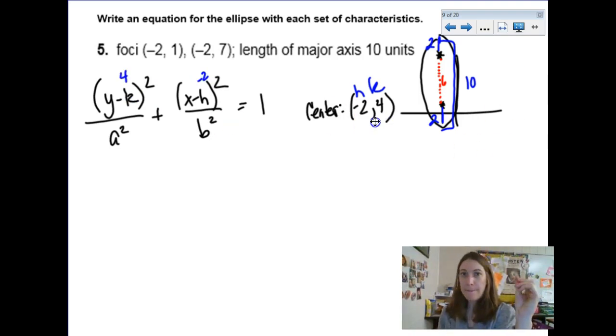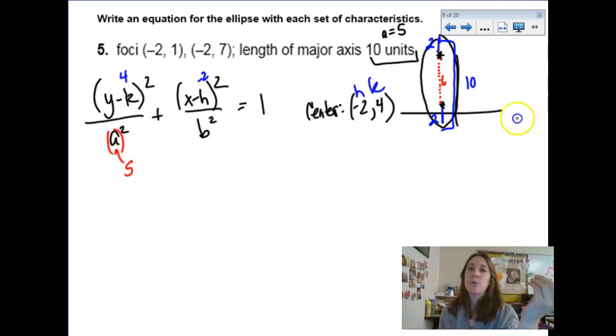Awesome. The a value is half the length of the major axis. So if the major axis is 10 units, that means your distance of a is 5 units. So this guy right here is 5. And then the other clue they gave me, they really didn't talk at all about the minor axis, but we know that we could calculate c, which is the distance from the center, which we now know is at negative 2, comma 4. Oh, you can't read that at all. Let's try that again. The center is at negative 2, comma 4.